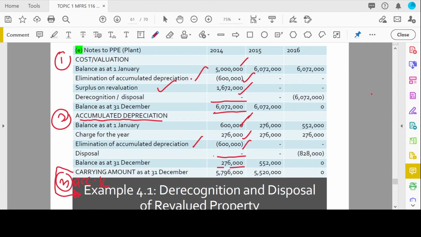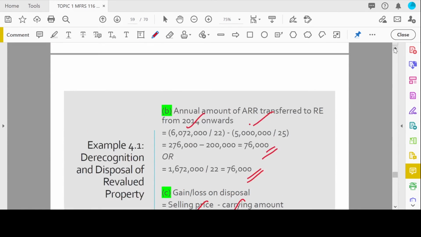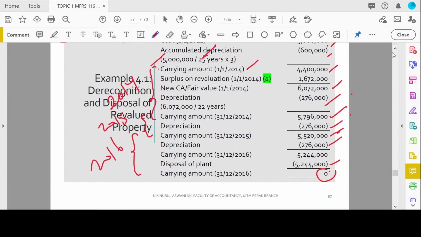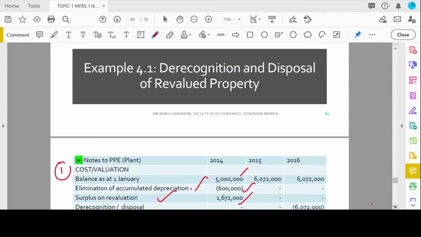Therefore, the carrying amount at the end of the year is 6.072 million minus 276,000, equal to 5.796. If you are not sure whether this is correct or not, you can always go back to your computation above and check whether it is the same as the carrying amount that you calculated before. 5.796 for year 2014. Is it correct? Yes. Is it the same? Yes.